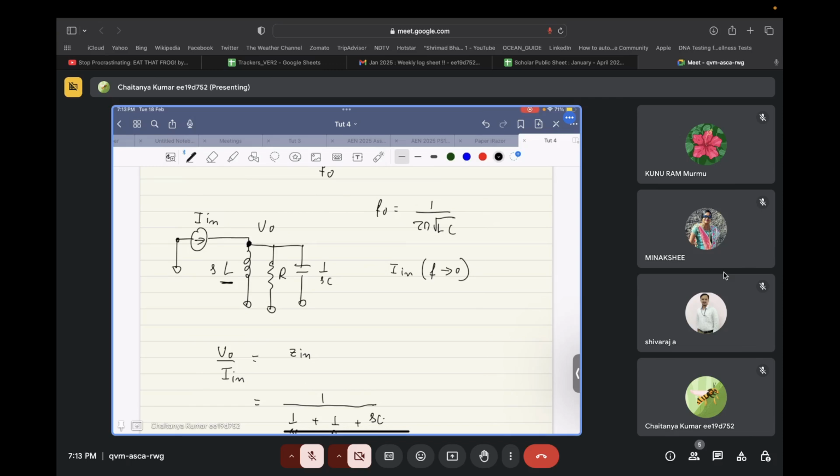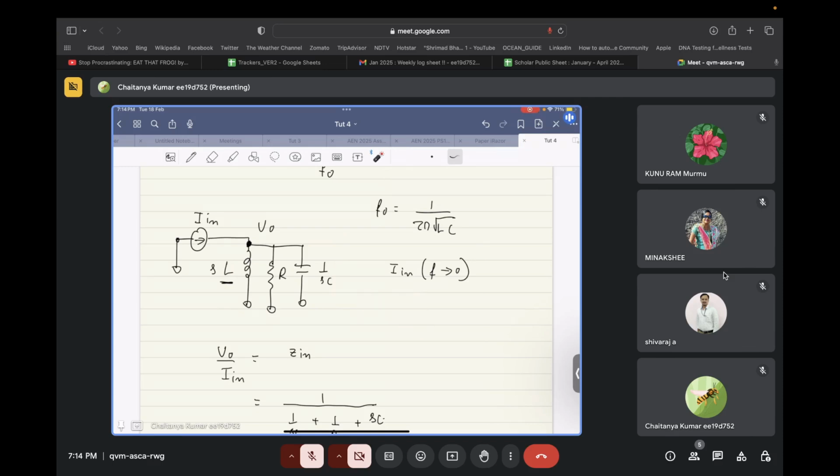I think you might be familiar because most of you are, I think, BTech second year, and resonance is a concept that is taught in high school only, right? So basically, what we see over here is there is a parallel resonance in this circuit. At the resonant frequency, and what will be the resonant frequency? Omega naught will be 1 by square root LC.